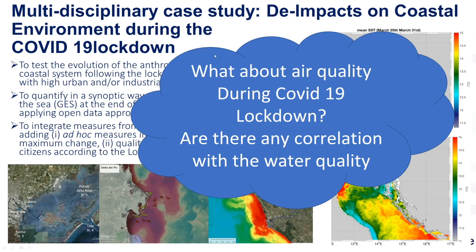In RELIANCE, we were working on the impact on the coastal environment during the COVID-19 lockdown. From our point of view, we were studying in particular the evolution of the anthropogenic stressors on marine water quality, in particular in the Lagoon of Venice and in the North Adriatic, in order to understand what happens to the environmental parameters when stopping all human activities, as was the case during the COVID lockdown in 2020. The marine community was working on the water parameters, but what about the air quality during the COVID-19 lockdown? Is there any correlation with the water quality? So this is the question that we had at the time.